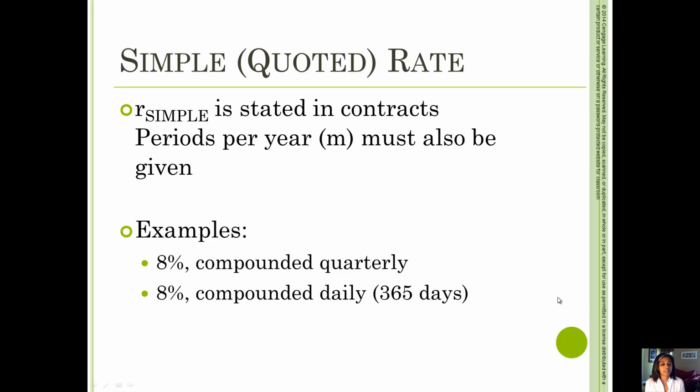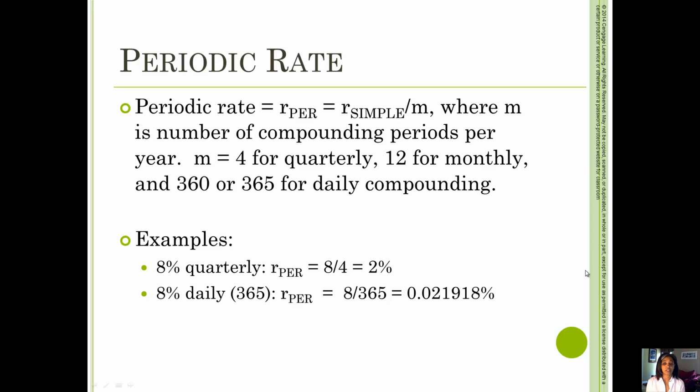So let's go through some examples. The simple quoted rate, remember we said it's stated in contracts, and so you also need to know, in addition to that quoted rate, what the compounding frequency is. So an example would be, you'd be told that the interest rate is 8% compounded quarterly, or 8% compounded daily. You need both pieces of information in order to be able to make use of it.